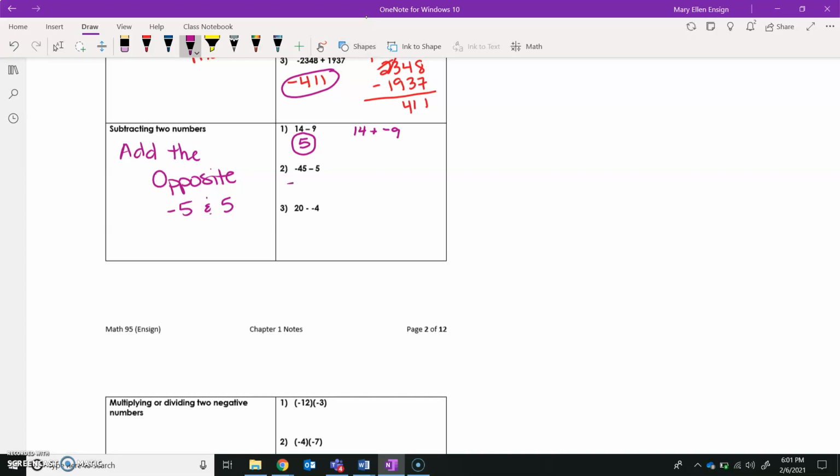So here for this one, -45, instead of minus, we'd have plus. Instead of 5, we'd have -5. This gives us -50. And here, 20 minus, let's make that a plus. Here it's subtracting -4, so the opposite of that is adding +4. So we'd get an answer of 24. So when we're subtracting two numbers, when you first look at it, it might not be obvious what the answer is until you rewrite it. Okay, so let's move on.